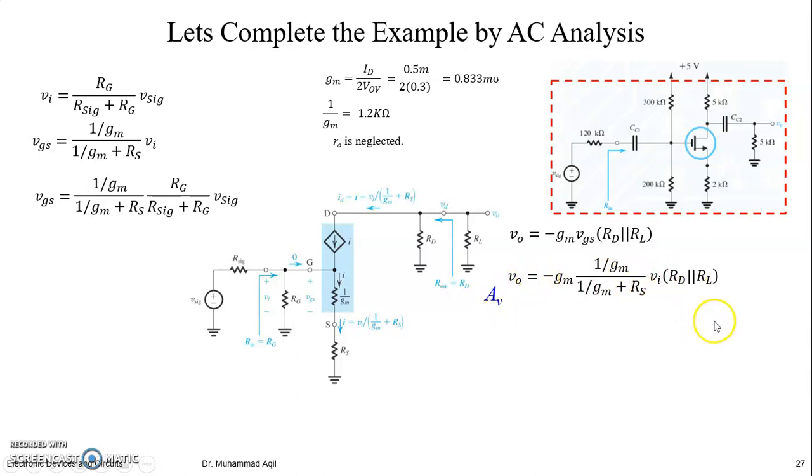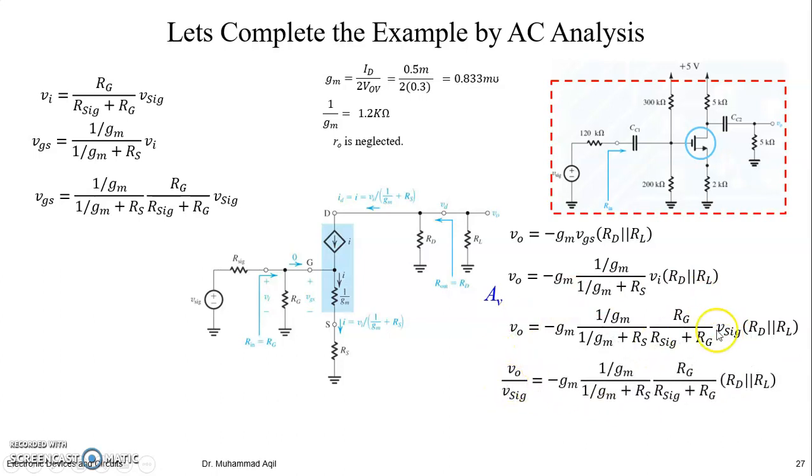Okay, if I put VGS directly into this relation with VSG, or in this equation we put Vi equal to this one, in both cases we get this V out with the relation of V signal. Now if we drag this down, then this relation is equal to the gain Av. This is equal to Av because we already dragged down the V signal.